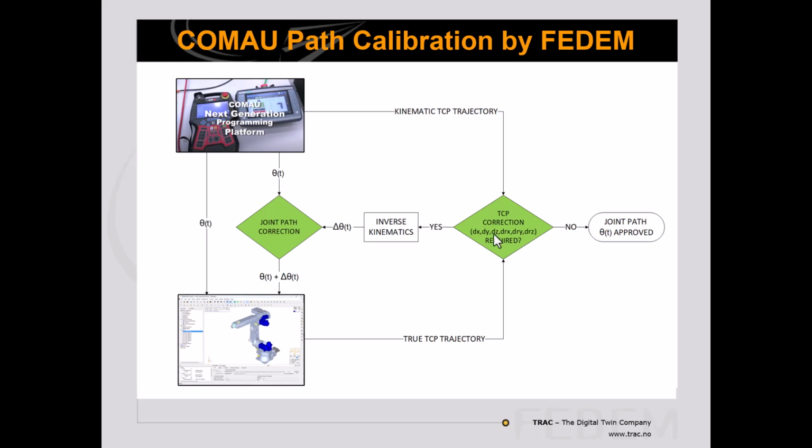And then you can use these displacements, run them through the inverse kinematics to calculate some joint perturbations that you have to add to the joint path in order to get an updated and calibrated path, taking the flexibility and loads into account. And this updated path can be executed in FEDEM to validate the improved accuracy, or you can apply them then directly to the physical robot.